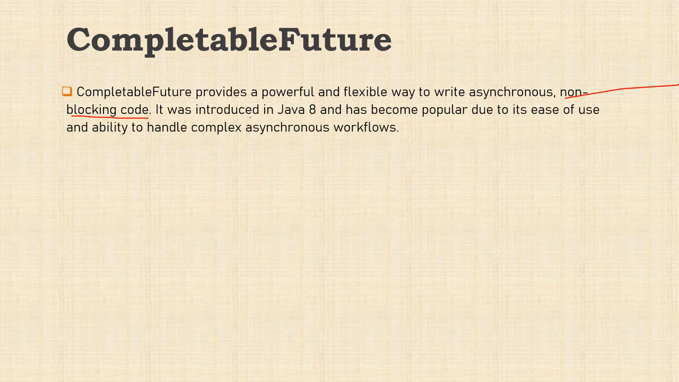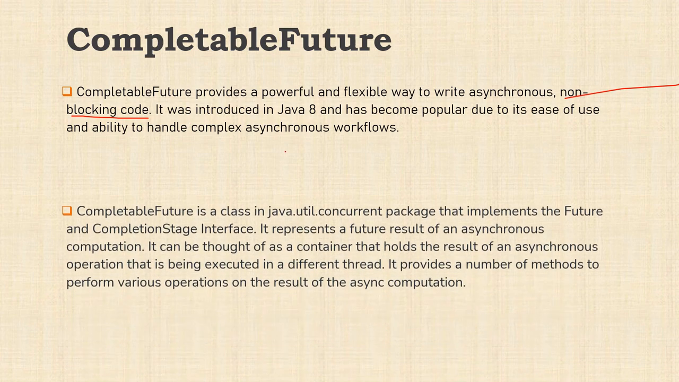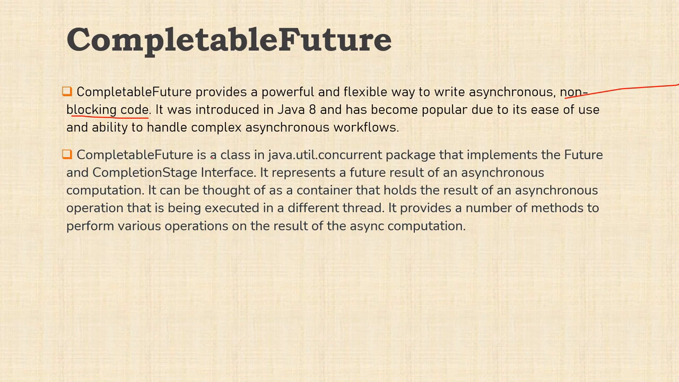It was introduced in Java 8 and has become popular due to its ease of use and ability to handle complex asynchronous workflows. Nowadays it is very popular, and most people are using CompletableFuture. It is the most important topic for interviews. They will ask what is the difference between CompletableFuture and Future. CompletableFuture is a class in the java.util.concurrent package that implements the Future and CompletionStage interfaces.